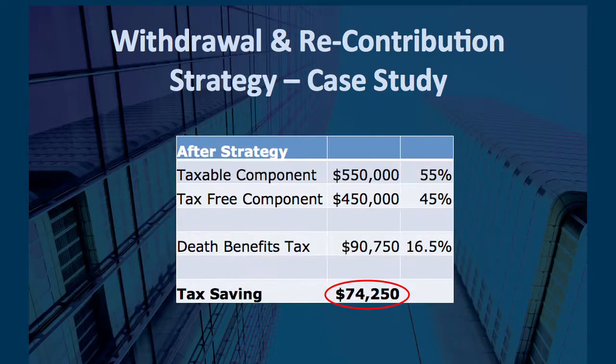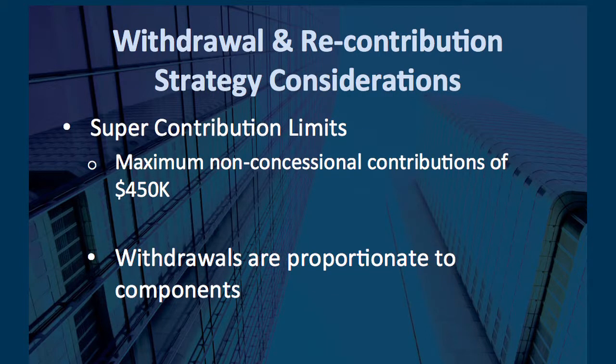Now, by undertaking this strategy, we've reduced Bill's taxable component from $1 million down to $550,000. So therefore, tax of 16.5% is applicable on that amount. So the tax liability reduces down to $90,000. Now that's a $74,000 one-off saving to his beneficiaries simply by undertaking this strategy. Now just a couple of considerations I want to step you through regarding that strategy.